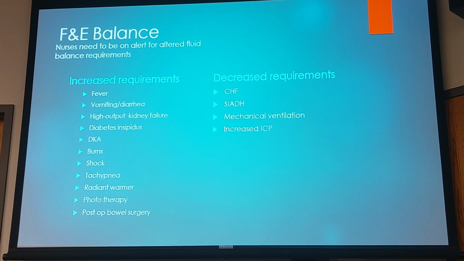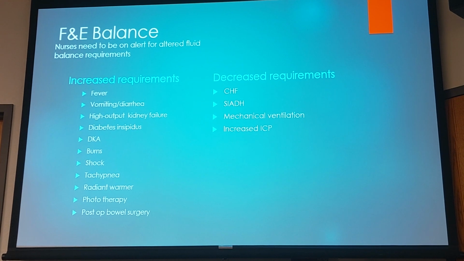Tachypnea causes insensible losses. If you're breathing really fast, you lose a lot of moisture that way. The radiant warmer, so the baby under the warmer, we're cooking them, right? We're going to have fluid losses that way. Phototherapy, same thing, a little bit warmer under the tanning bed. My daughter spent a few days under one of those, cutest pictures ever. And then post-op bowel surgery.